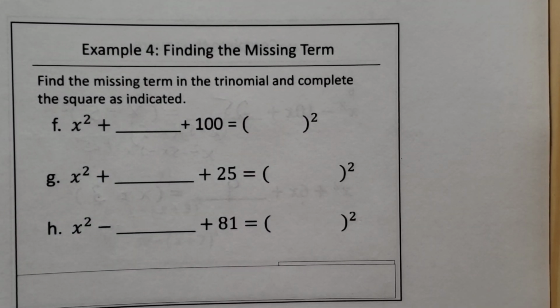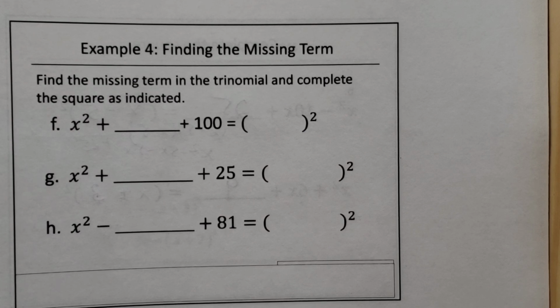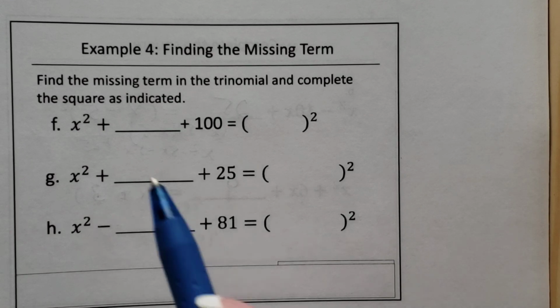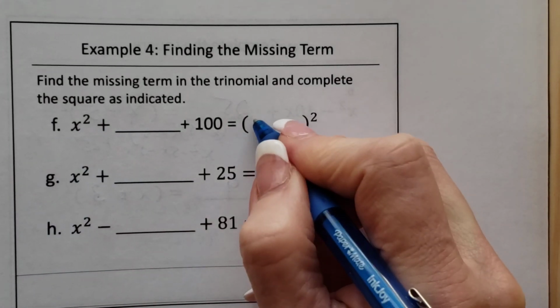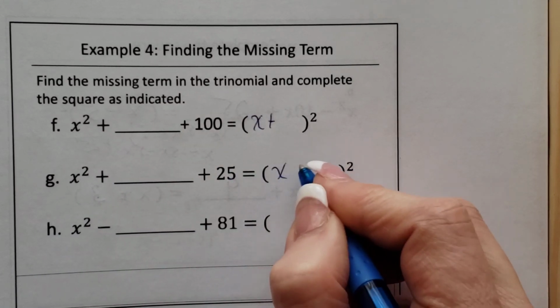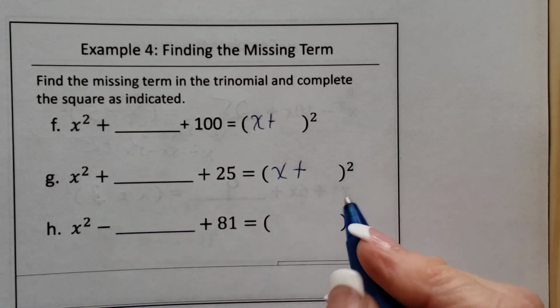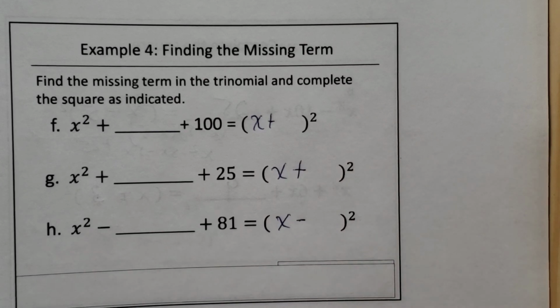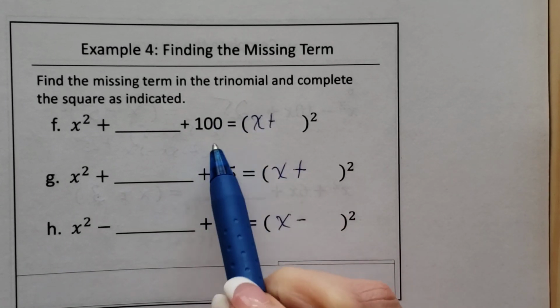All right, now these are similar, but this time the missing number is our middle term. So we're going to do it the opposite way this time. Remember, if there's a plus here, a plus goes here. If a minus sign is here, a minus goes in the middle. All right, so now let's think about this.